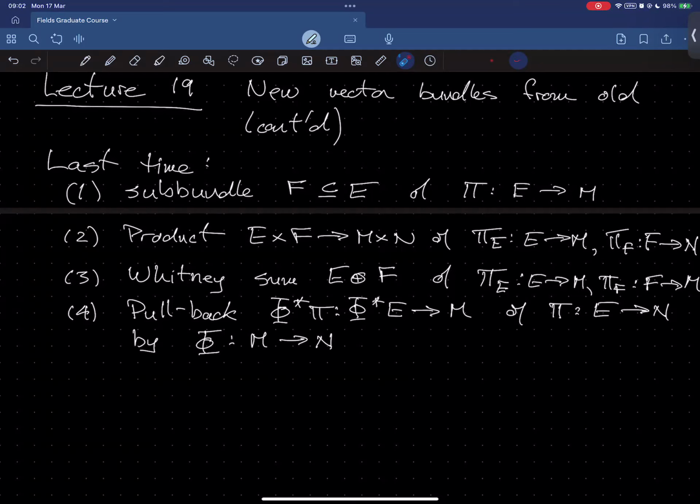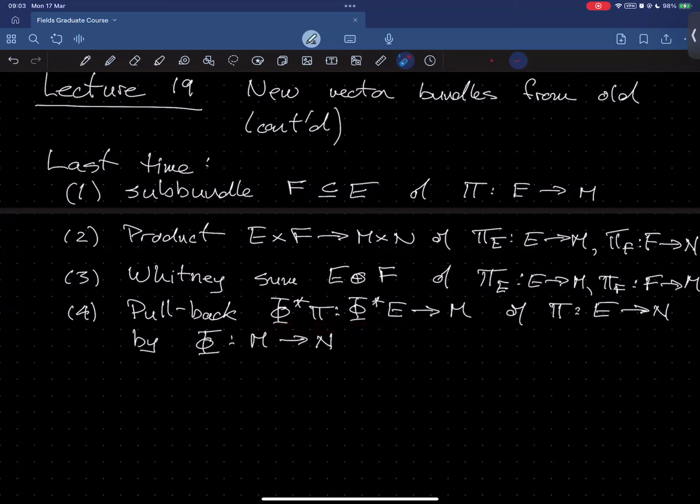Then we had this more complicated construction of a pullback bundle. I gave a bunch of examples of pullback bundles last time, and I'll give another one in a few minutes, which again will help you understand this abstract construction we had last time.